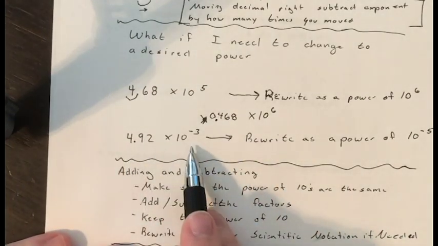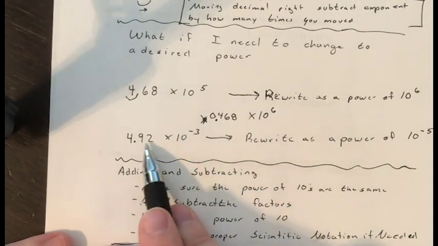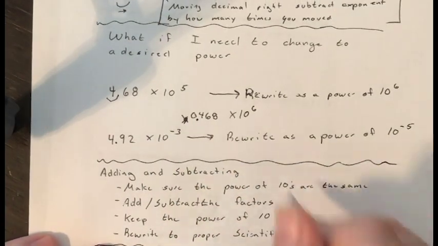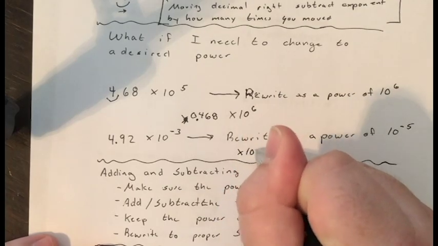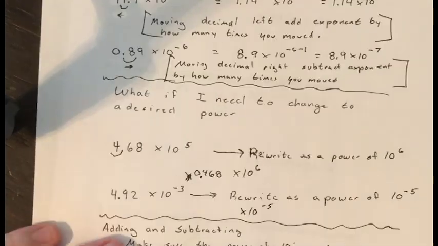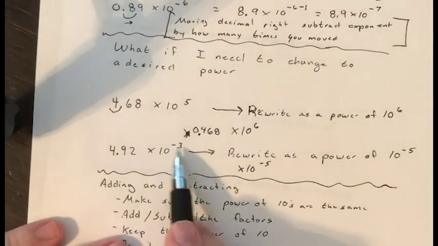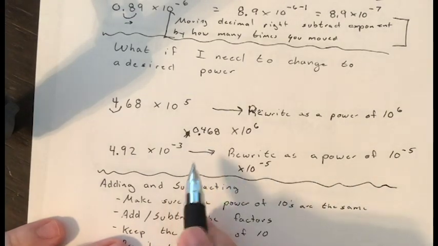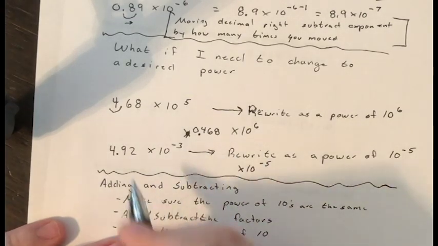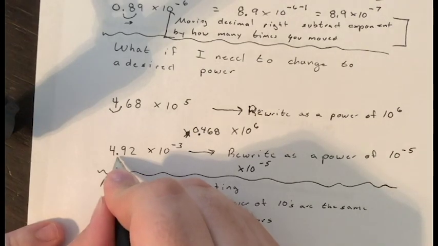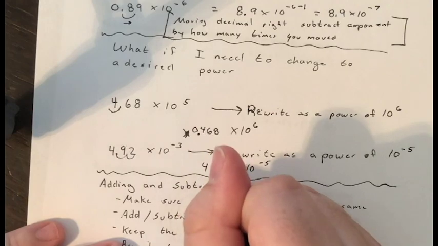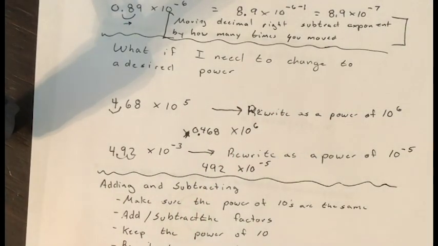I'm rewriting this here as 4.92 times 10 to the negative 3, and I want to rewrite it as 10 to the negative 5. Our little rule was that if I move a decimal right, I'm subtracting. So how did I go from negative 3 to negative 5? Well, I subtracted 2, because negative 3 minus 2 gives me negative 5. That means I'm going to go to the right 2 times. So that would be 492 times 10 to the negative 5th.